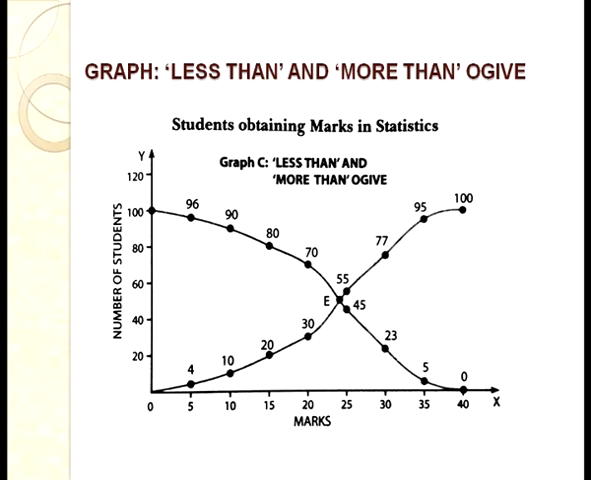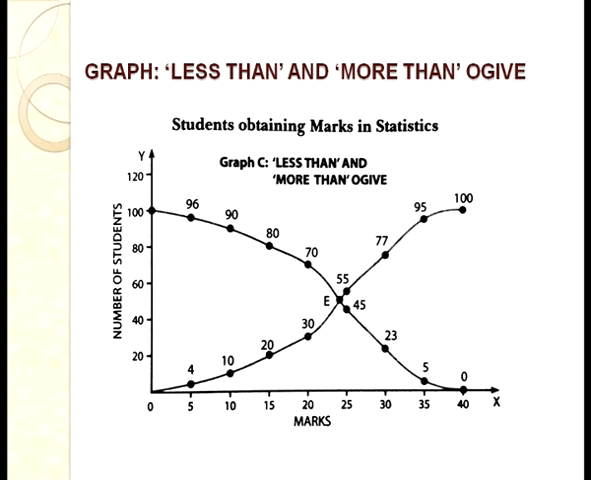Less than starts from 4, then comes 10, then 20, 30, 55, 77, 95 and 100. We have plotted the points with respect to marks, that is 5, 10, 15, 20, 25, 30, 35 and 40. For these marks, we have plotted the less than cumulative frequency curve by joining the points freehand. Smoothly we have joined all those points. Now, we are going to join it from the origin. So we got a smooth curve, and we have drawn the less than cumulative frequency curve.